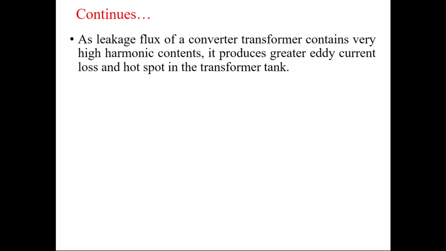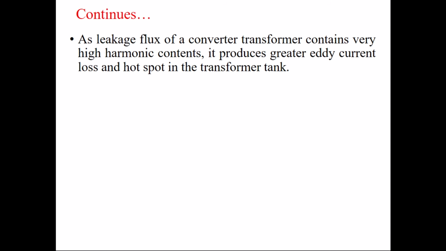So what is the basic property of this converter transformer? As you know, the leakage flux of the converter transformer contains very high harmonics. The reason for this high harmonic content on the transformer side is the converter operation. Because of the switching of the valves, harmonics are introduced and injected to the AC side, so those harmonics are also injected to the transformer side. So in the leakage flux, a large number of high order harmonics are contained, and that produces greater eddy current losses.